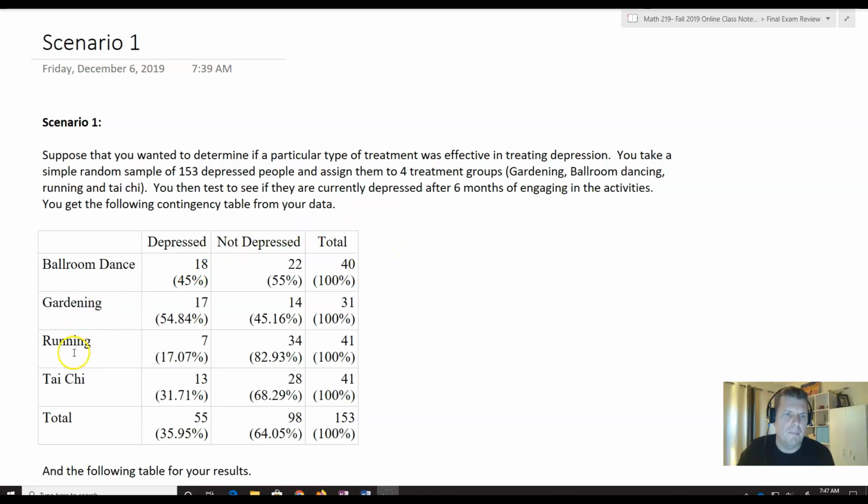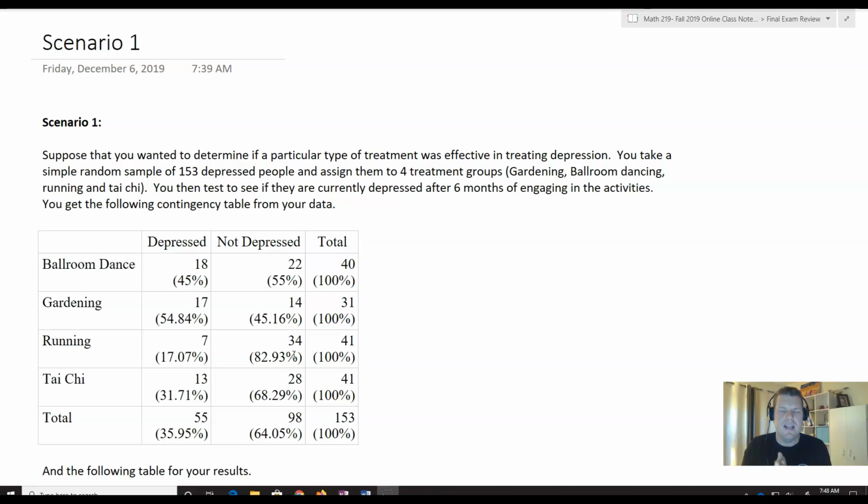Another example, running. 7 of the people after running for 6 months reported that they were depressed. Probably weren't running for the entire time. I would be depressed after running for the entire time for 6 months. Probably just 3 times a week. Who knows? But 7 of them said they were depressed, and 34 of them said they were not depressed. So you get 17.07% said depressed, 82.93% said they were not depressed.